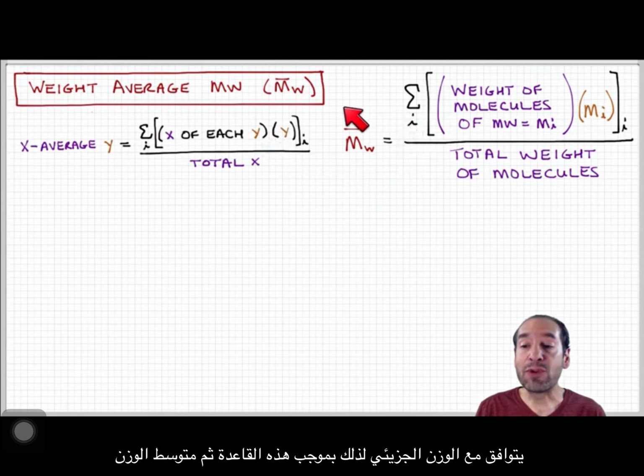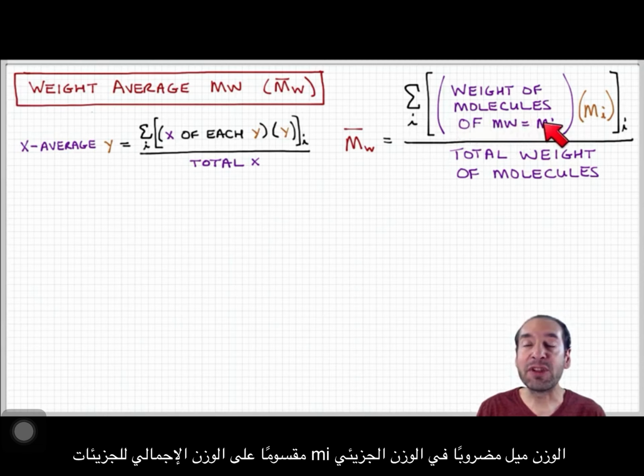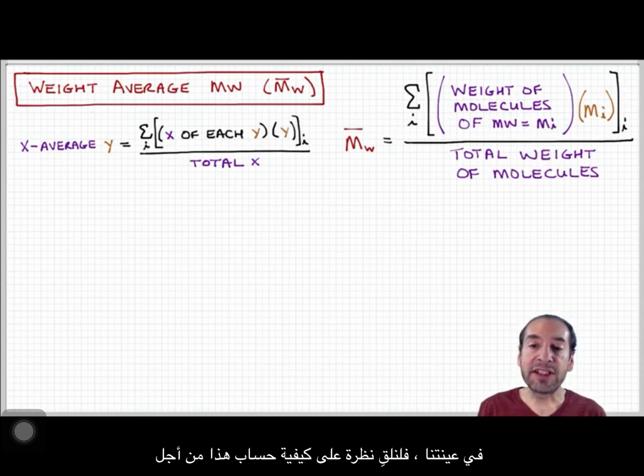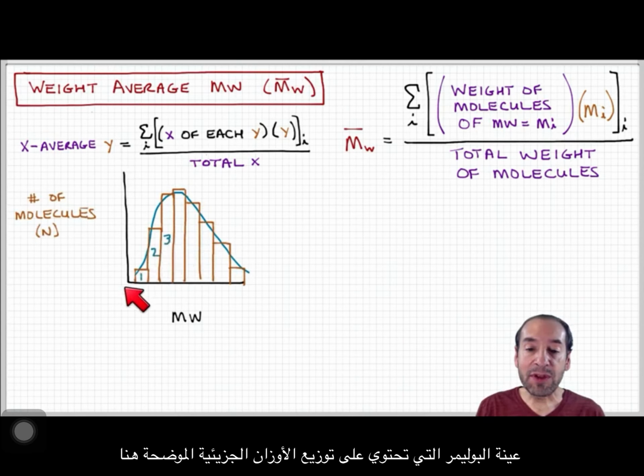So by that rule, the weight average molecular weight is the product of the weight of molecules that have molecular weight mi times the molecular weight mi divided by the total weight of molecules in our sample. So let's take a look at how we could calculate this for our polymer sample that has a distribution of molecular weights that's shown here.